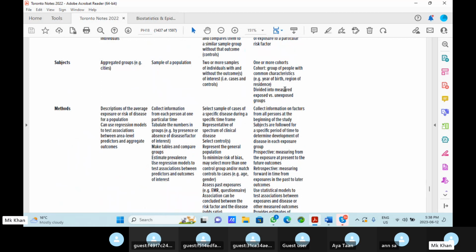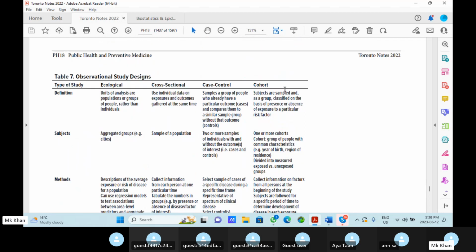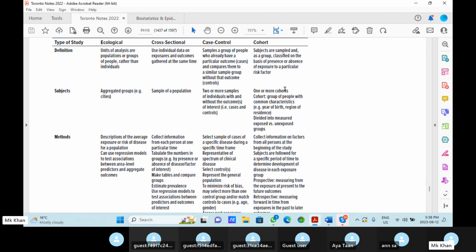So is everyone okay with the study design so far?